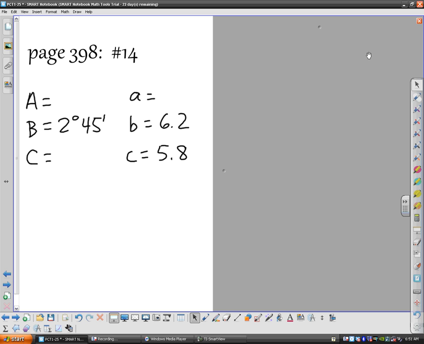Okay, I'm going to do homework problem number 14 on page 398. This is the setup that it gives you, and the directions ask you to use the law of sines to solve the triangle. So when you look at it, they've given you side-side-angle, because angle B is not in between side b and side c. So this is side-side-angle, which means that you have to check.